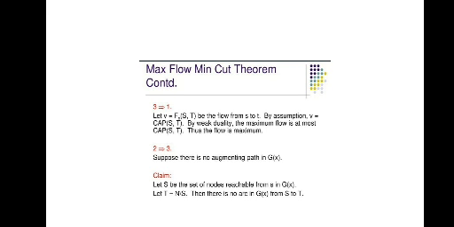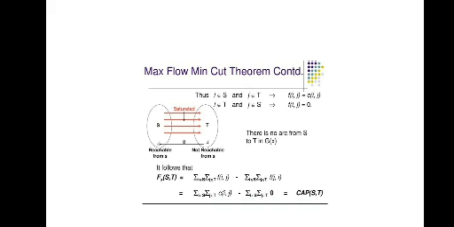Now, 2 implies 3. Suppose there is no augmenting path in G(X). So, let's claim that S is the set of nodes reachable from s in G(X). Let T = N minus S. Then, there is no arc in G(X) from S to T. Similarly, here i belongs to S and j belongs to T implies that f(i, j) is equal to c(i, j). i belongs to T and j belongs to S implies that f(i, j) is equal to 0. Therefore, there is no arc from S to T in G(X).